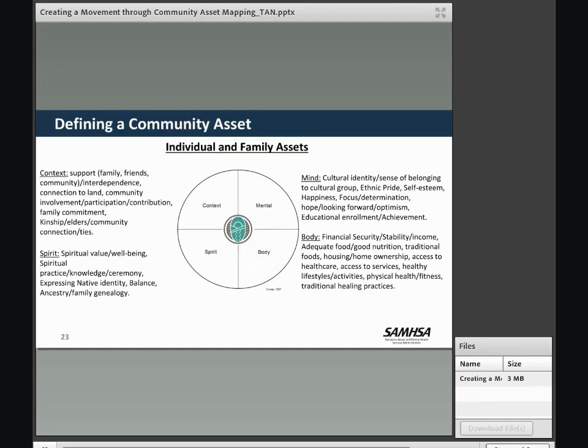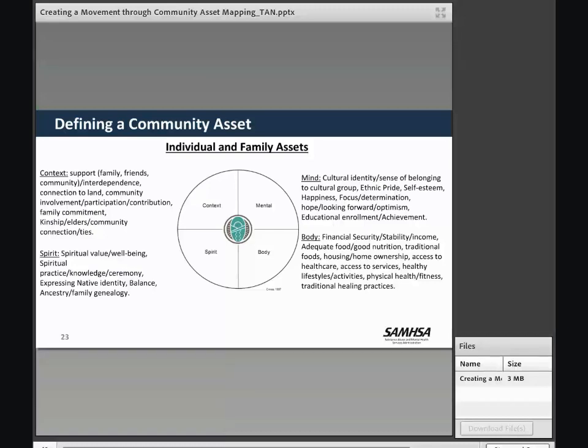So, defining a community asset. Here, again, you see the relational worldview model. On the individual and family assets, some of those in the context quadrant are support and interdependence, connection to land, community involvement, participation, kinship, elders, ties to the community.